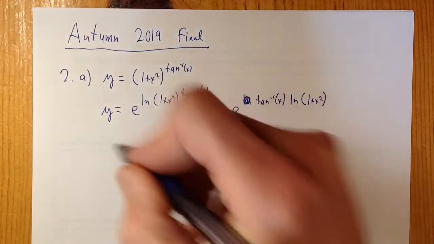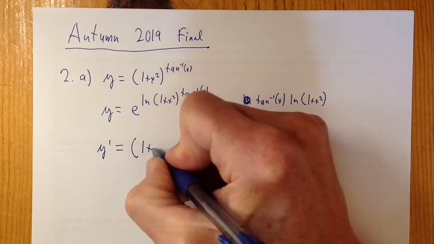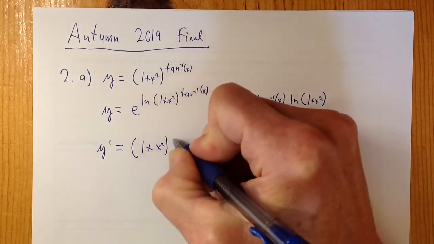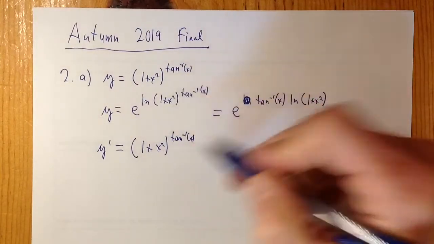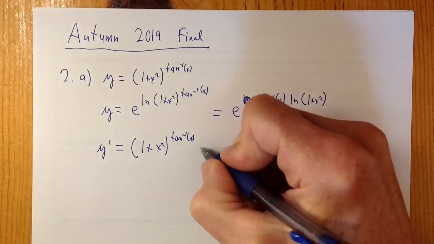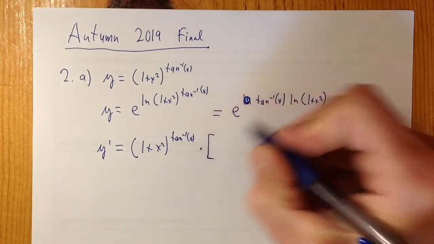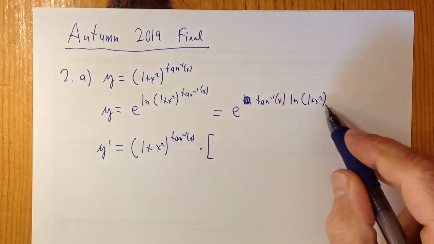So y prime, you can always write the original function, 1 plus x squared, which is usually the best way to do it. It's cleanest. It's usually less writing. You don't have to write e to the ln's and everything. Then it's always times the derivative of the power, right? Derivative of e to the something is e to the something times the derivative of the something.